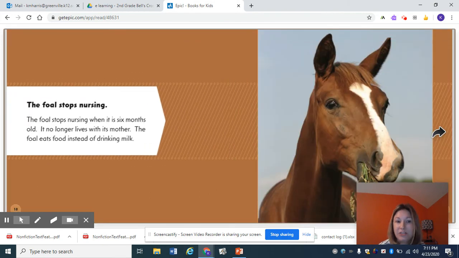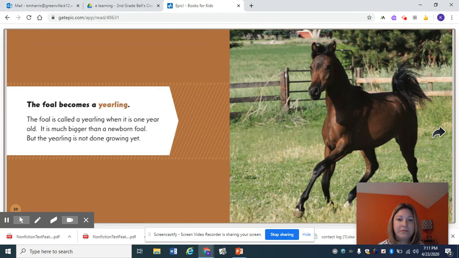The foal stops nursing. The foal stops nursing when it is 6 months old. It no longer lives with its mother. The foal eats food instead of drinking milk. The foal becomes a yearling. The foal is called a yearling when it is 1 year old. It is much bigger than a newborn foal, but the yearling is not done growing yet.